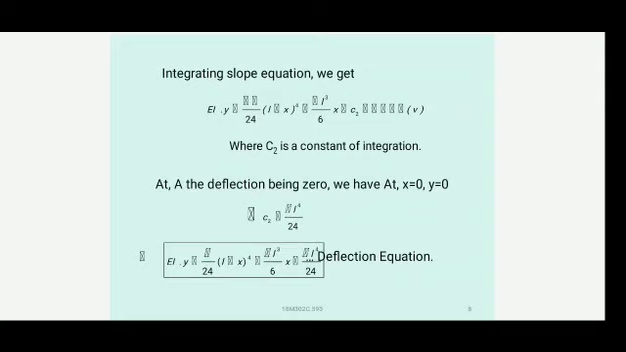EI into y is equal to W by 24 into (L minus x) whole to the power of 4 minus WL cube by 6 into x plus WL to the power of 4 by 24. This is the deflection equation.